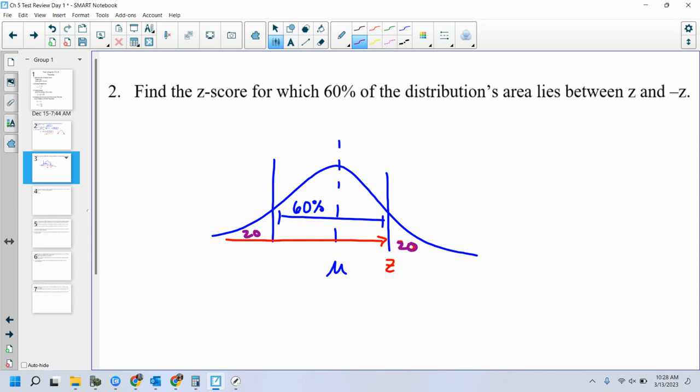0.84. I saw 0.7995, right? So rounding, 0.84. So z is equal to 0.84, or plus or minus 0.84, because that's really what I'm asking you. Find the z-score for which 60% of the distribution's area lies between z and negative z. So the two z-scores would be plus and minus 0.84.